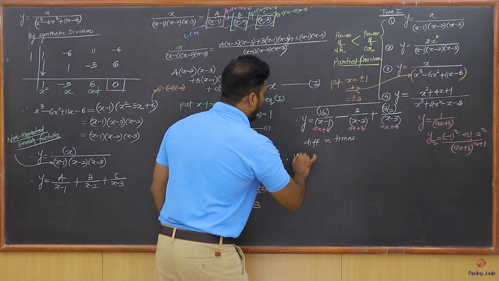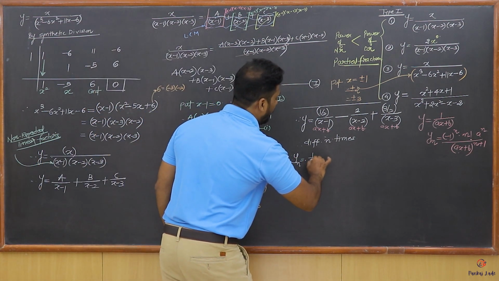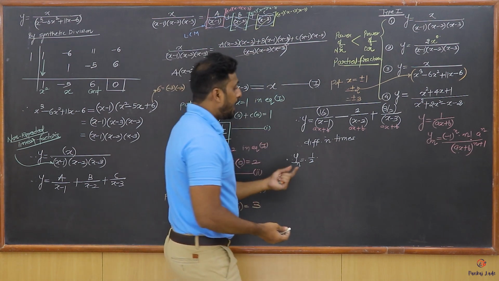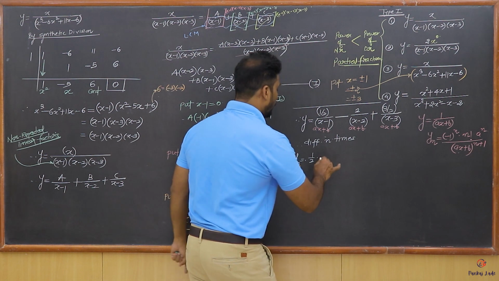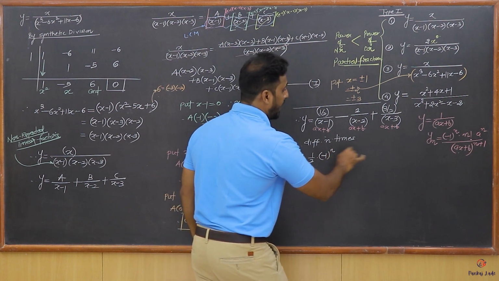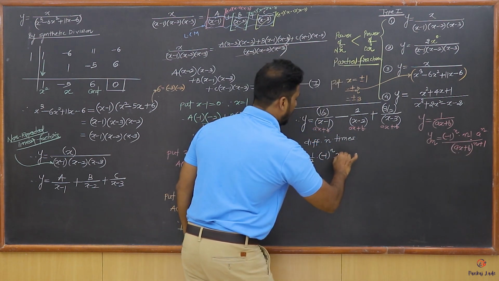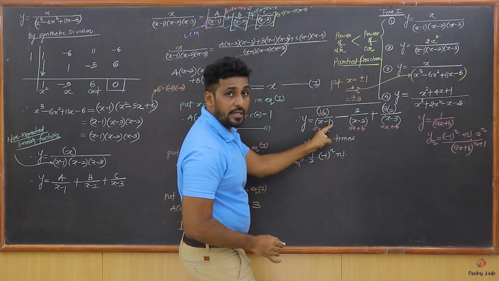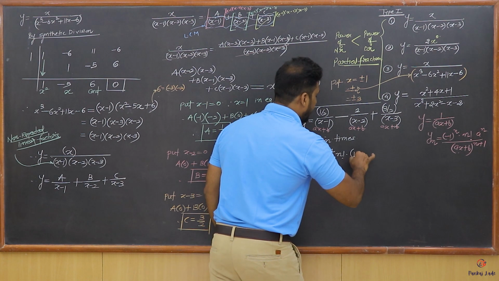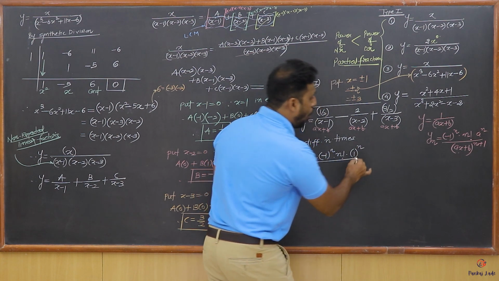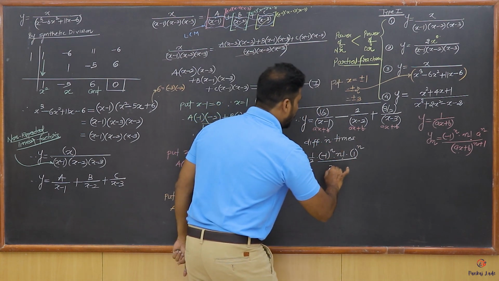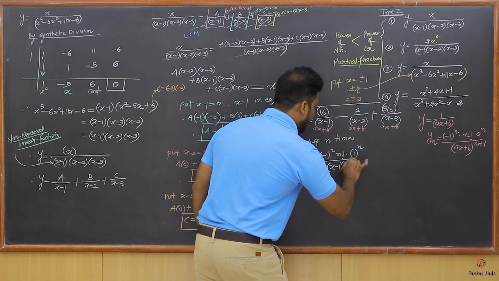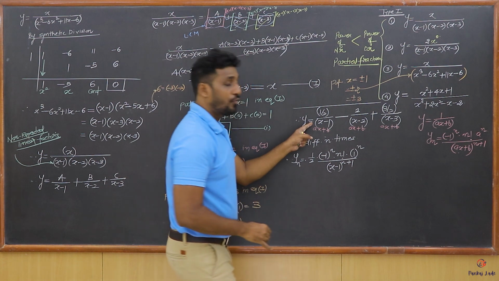So students, what is yn going to become equal to? 1 by 2 is a constant, goes outside, and use this formula. You get minus 1 raised to n, n factorial. What is a in our case? ax plus b, a is 1. So I again write 1 raised to n upon ax plus b, which is (x minus 1) raised to n plus 1. That's the answer of the first term.